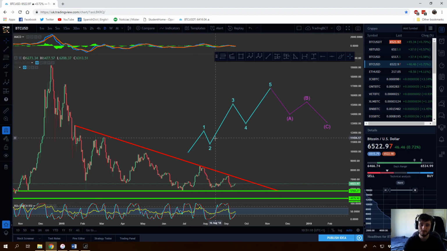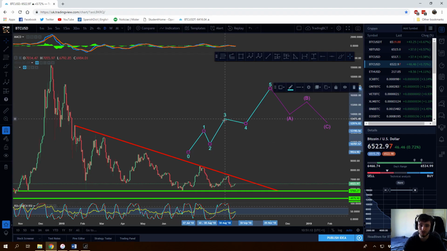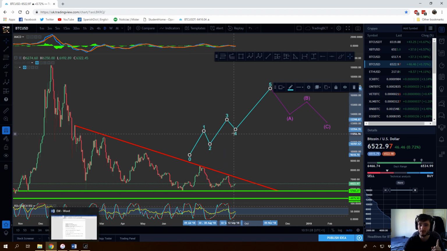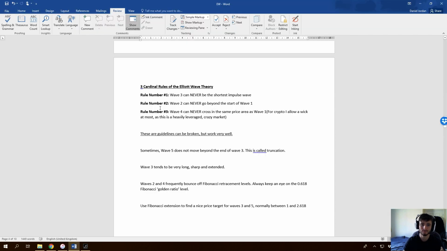So wave 3 can never be the shortest wave. For instance, if we were looking like this, and wave 3 was like this, and wave 3 is the shortest, this is not a valid count. Wave 3 cannot be the shortest, okay? So that's rule number 1. Wave 3 is the majority of the time the biggest wave, but it can never be the shortest.